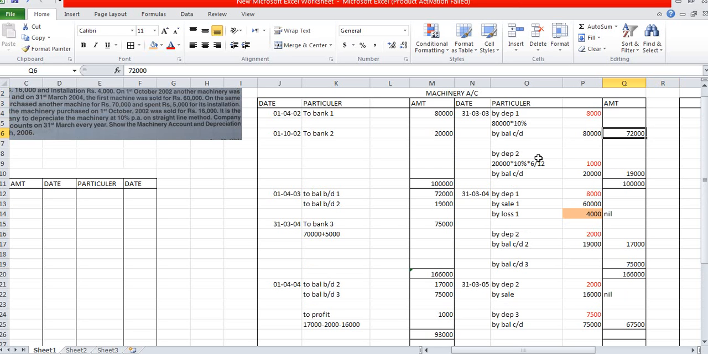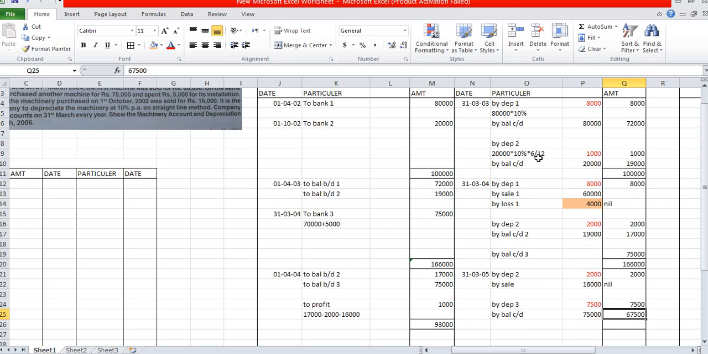But 91,000, what you have to do, this depreciation should be outside. That's why I'm not putting this outside, otherwise I can also put this outside, and this you will get easily. Here also depreciation amount, 7,500. Now see, easily you can get 93,000. But sale amount also you have to take here, that's why then you will get.